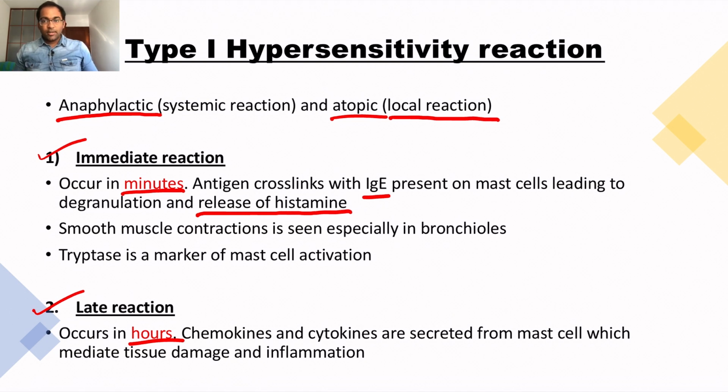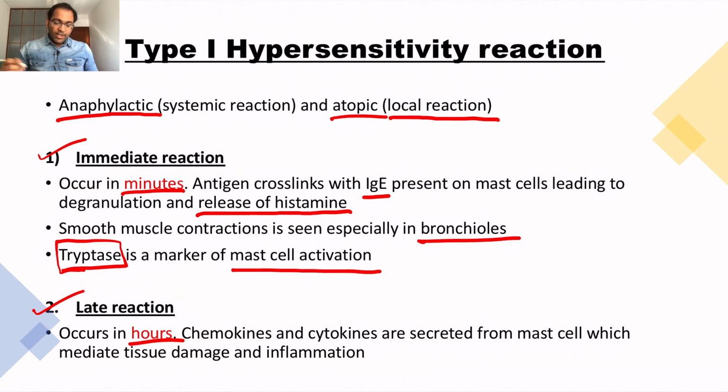Now the histamine, you have to just remember two basic functions. One, it causes bronchoconstriction by constricting the smooth muscles in the bronchioles, and the second is vasodilation. So that's why the next point says that the smooth muscle contractions are seen in bronchioles, and tryptase is a marker of mast cell activation. Now in late reaction, chemokines and cytokines are secreted from a mast cell, which mediate the tissue damage and inflammation. So I hope you understood immediate and late reactions.